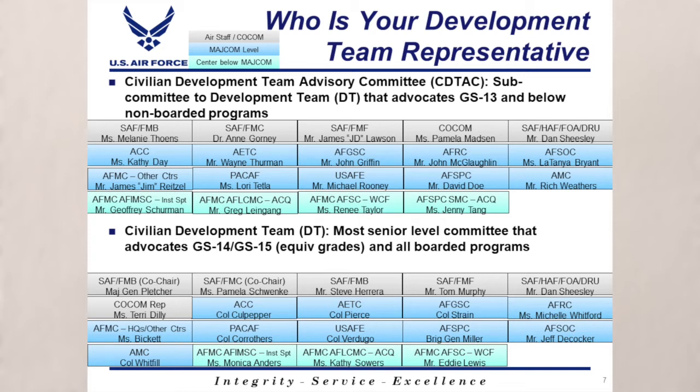They are going to be your advocate at the financial management development team when your package comes forward. And so it's always a good idea to ensure that you either have a teleconference, send them a note, that type of thing, to let them know what you're applying for, why you're applying for it, maybe even get on their calendar to discuss it, because they will be your advocate at the development team when your package is looked at.